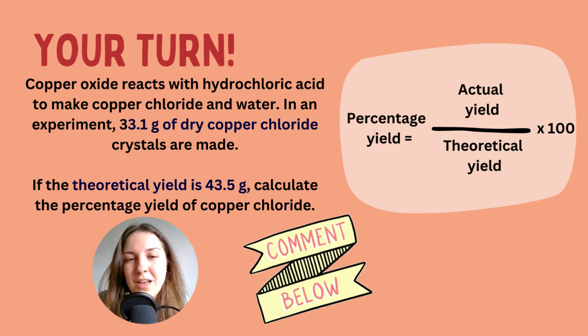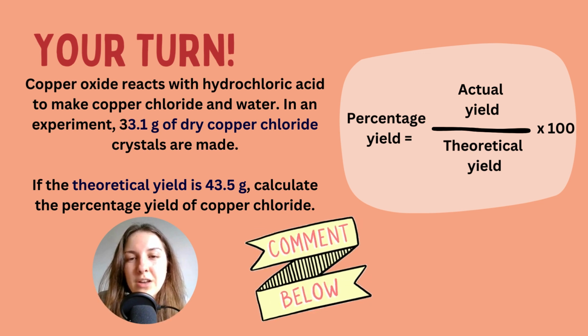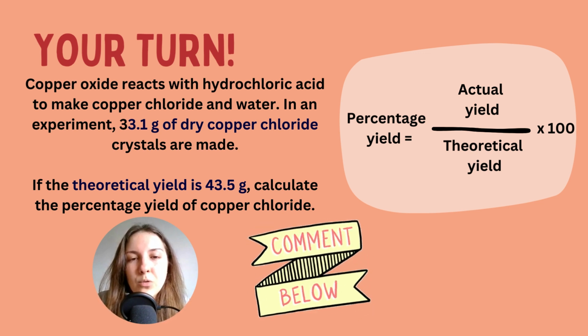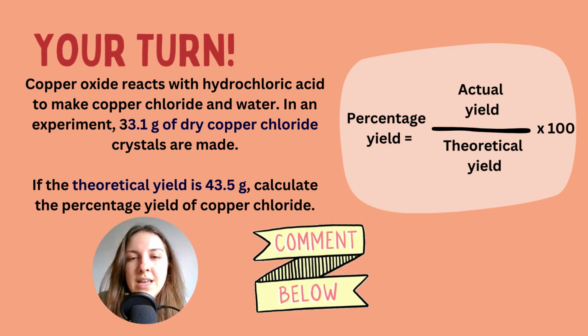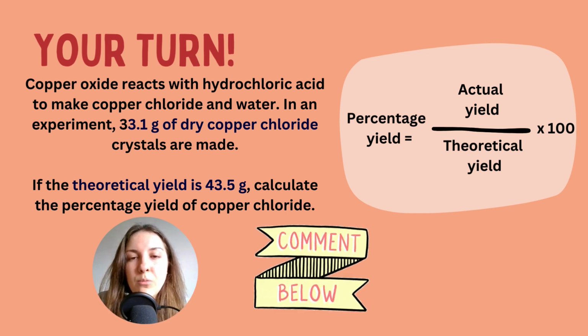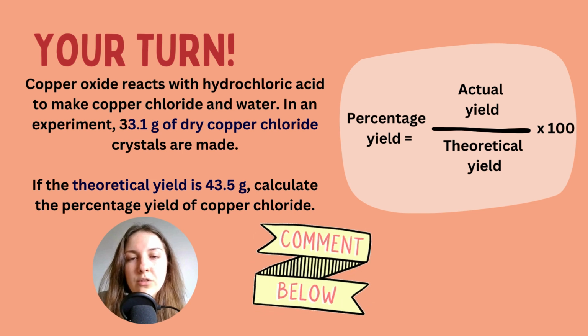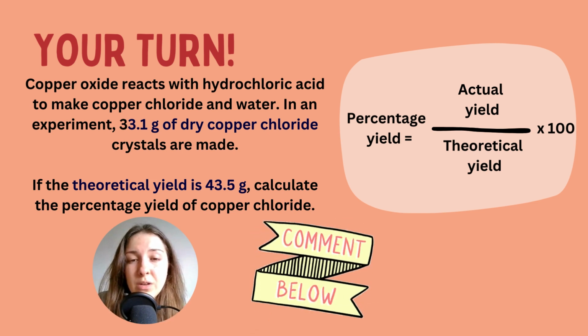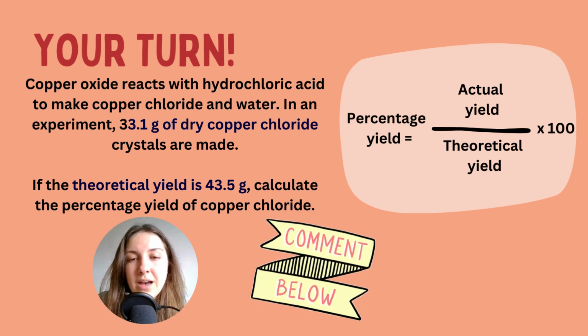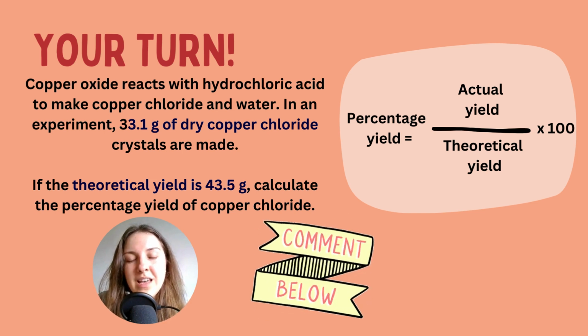So here's a go for yourself. Copper oxide reacts with hydrochloric acid to make copper chloride and water, another neutralization reaction. In the experiment, 33.1 grams of dry copper chloride crystals are made. If the theoretical yield is 43.5 grams, calculate the percentage yield of copper chloride. Have a go at this.